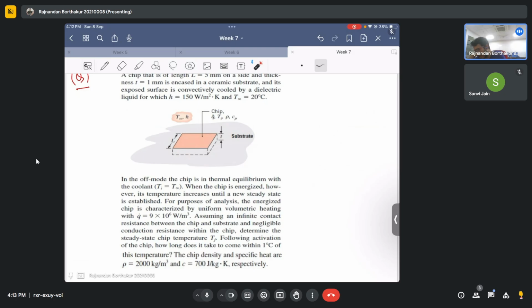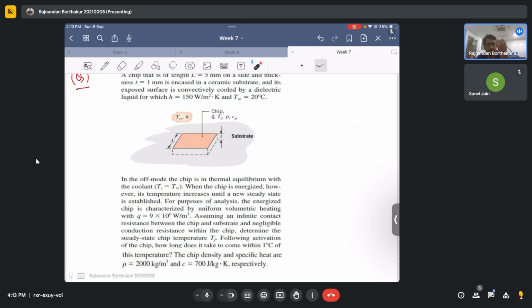They're asking to determine the steady state temperature T_F, that is the temperature after which, let's say you are playing a game, the chip would attain a steady state temperature. Following activation of the chip, how long does it take to come within 1 degree of this temperature? So first of all, you need to find the steady state temperature after that initial transience period.